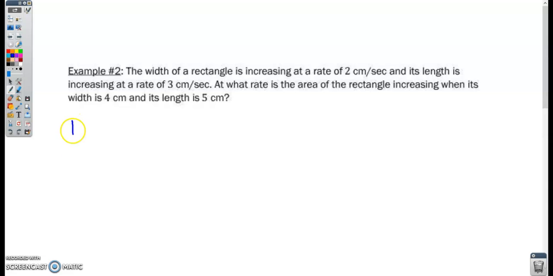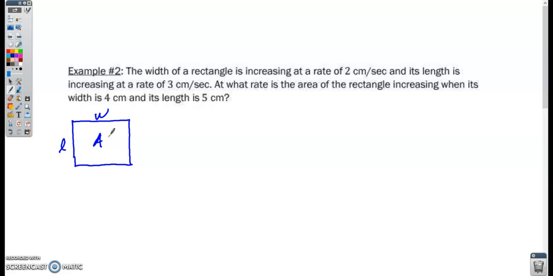I'm going to draw my picture. I've got a rectangle, and in that rectangle, it has a length and a width. And we've got the whole thing, which is the area. So there's my picture of what I've got going on in this situation. And let's see what's next. So there's my picture, and I've named the variables and constants: length, width, area. All 3 of those things are changing. There are no constants in this particular problem.